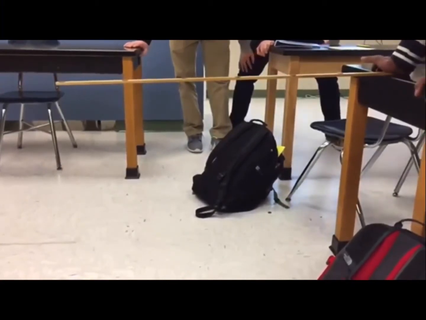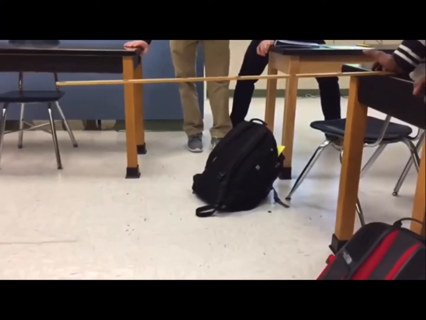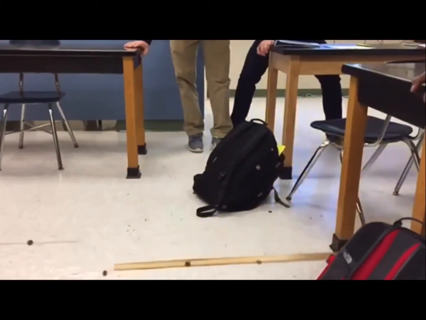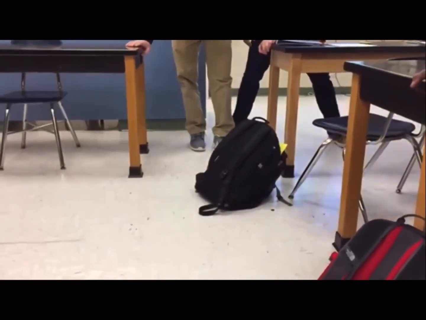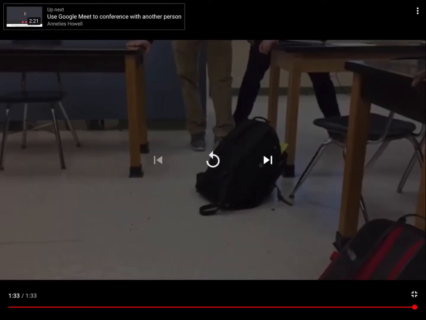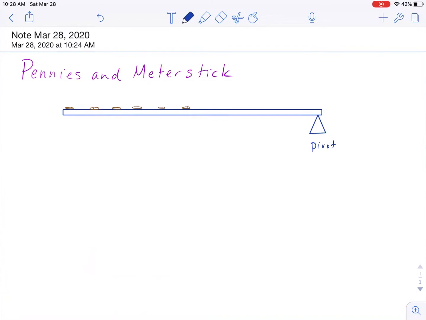We'll watch it again. So again, the pennies are spread out along the length of the ruler, and you can see the penny on the left comes off, but the question we want to look at is where on the ruler does the penny stay on the ruler and why? So I'm going to switch over to Notability.